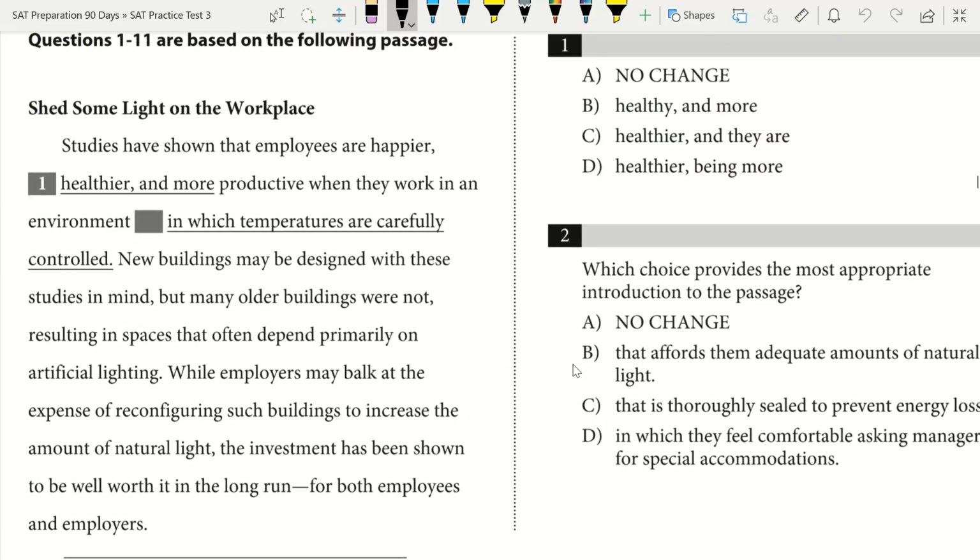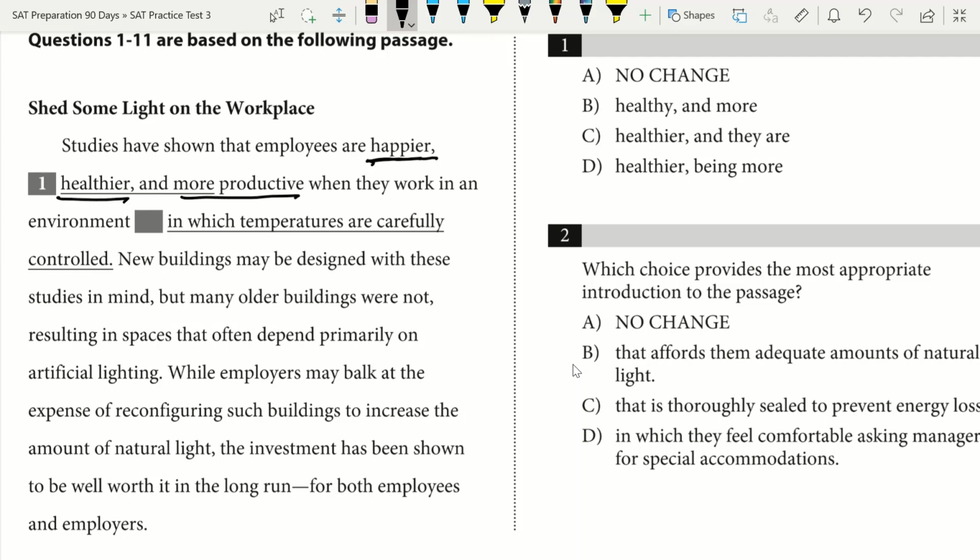All right, questions 1 through 11 are on the following passage. Shed some light on the workplace. Studies have shown that employees are happier, healthier, and more productive when they work in an environment. Okay, so I know that this is a parallelism question because I have a list of basically 3 adjectives here. I have happier, healthier, and more productive, okay?